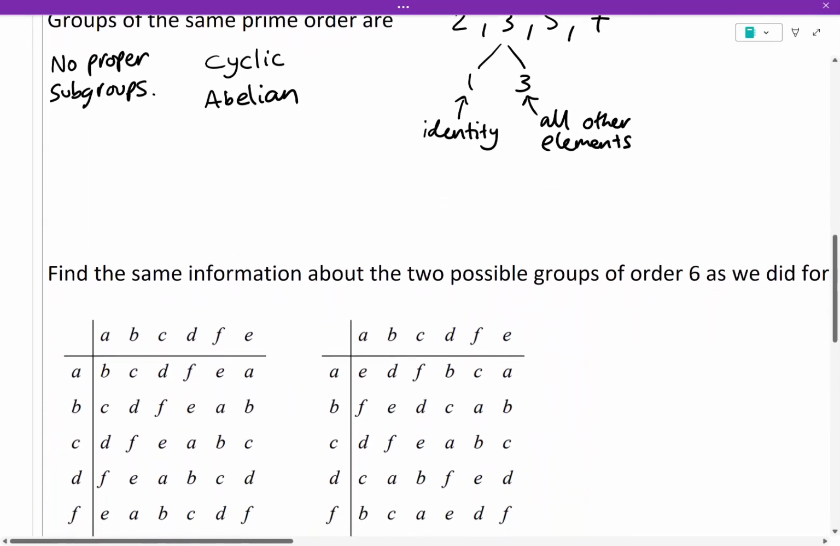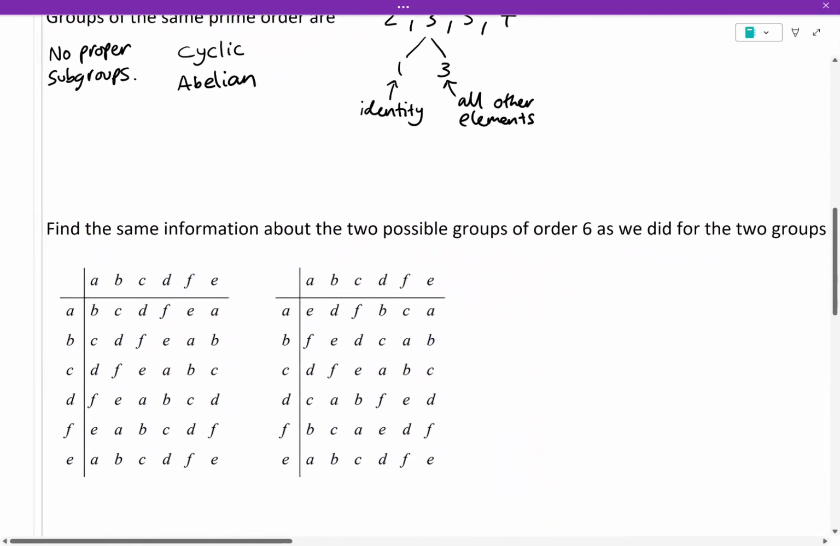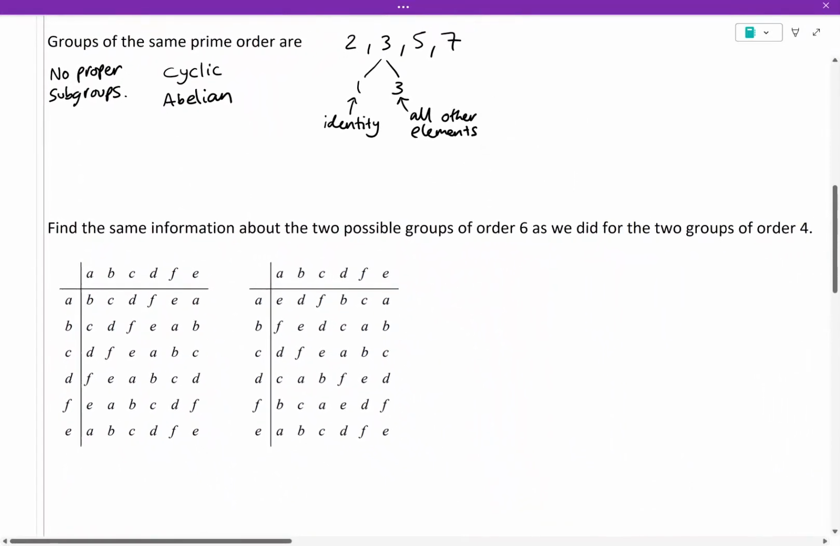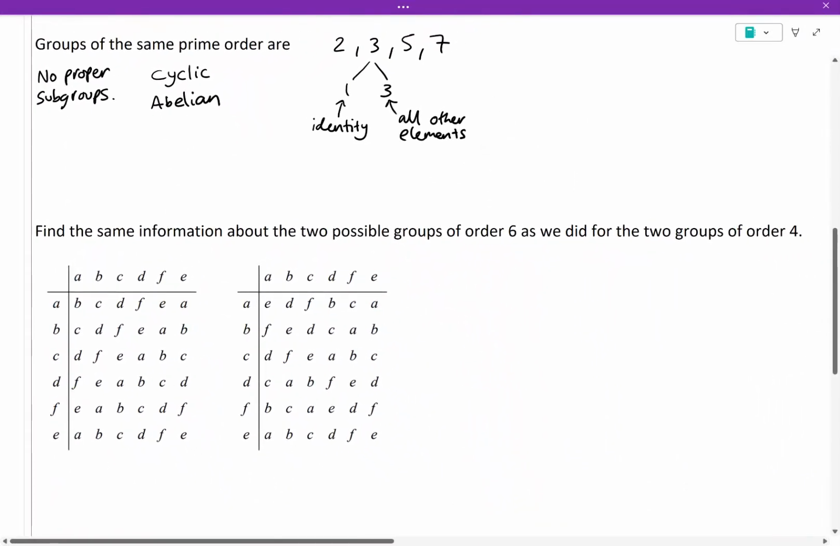Now, the other number we haven't considered yet is an order of 6. Now, just like an order of 4, there are only 2 possible groups you can get for an order of 6. Now, just like the order of 4 that we did in the previous video, I would suggest that you try and go through and list out all the key information. Okay, find all the orders, find all the inverses, the subgroups, whether it's abelian, whether it's cyclic, or so on. I'll leave that as a task for you.